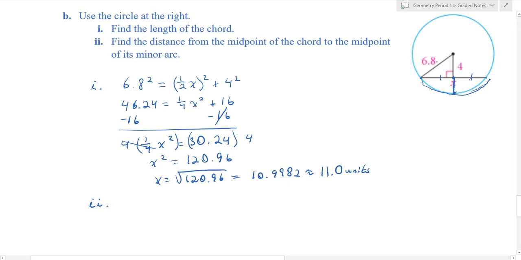Notice that the full radius is 6.8 and the distance from the center to the chord is 4. So that means that the distance we're looking for is the difference between the two. So we have 6.8 minus 4. That gives me the answer to be 2.8. And that is the distance from the midpoint of the chord to the midpoint of the arc.